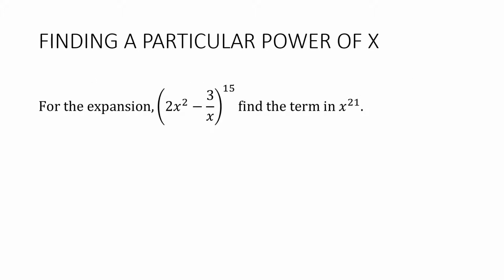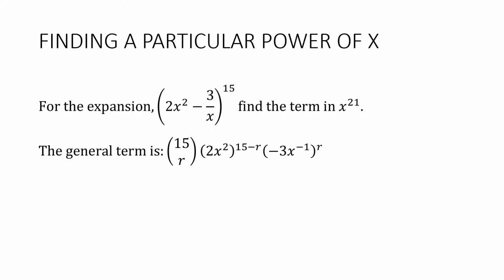For the expansion (2x squared take 3 on x) all to the power of 15, find the term in x to the power of 21. I'm going to start the same way with our general term, and we know that n is 15. We know a is 2x squared, and we know b is negative 3 on x. I've turned that around into index form, but we don't know what r is, so we're just going to leave that as it is.